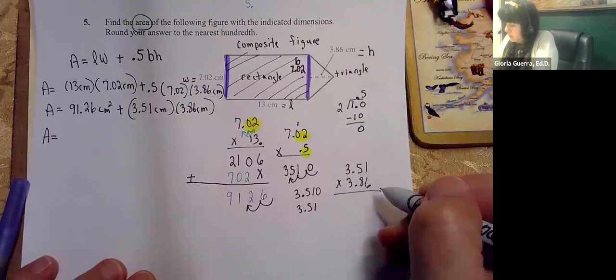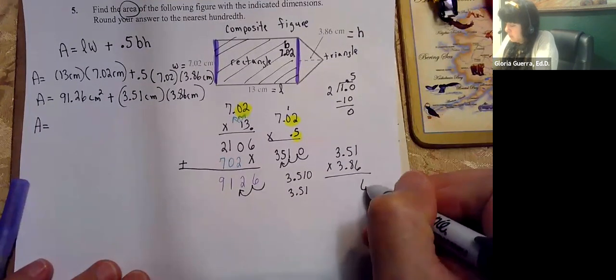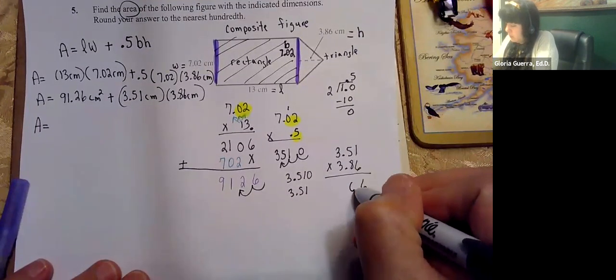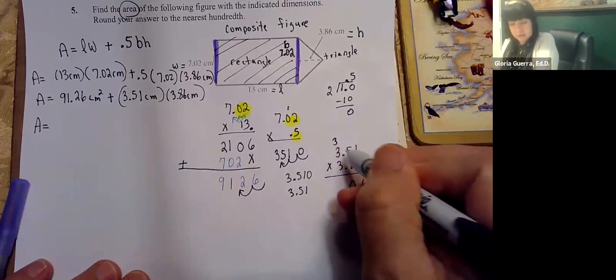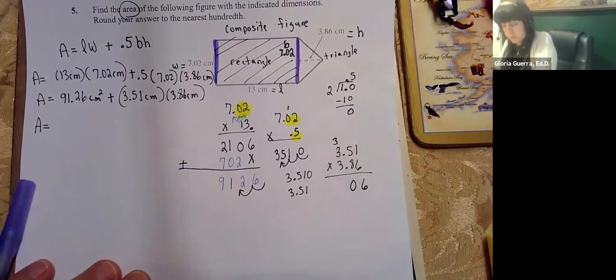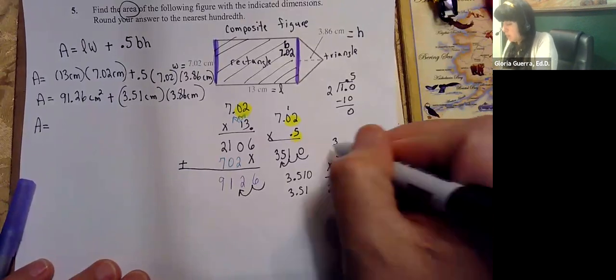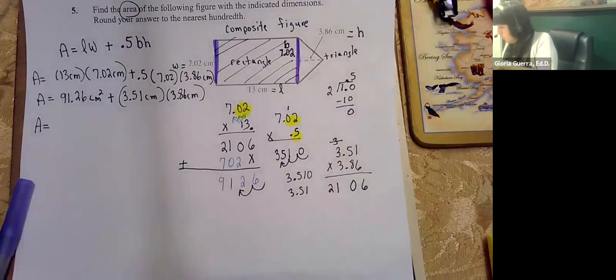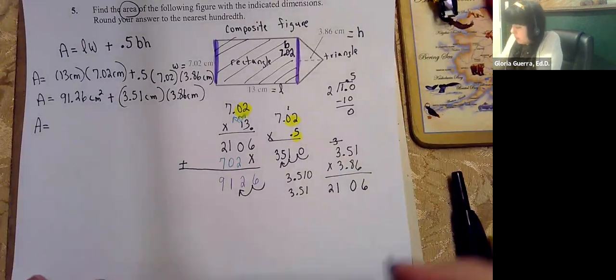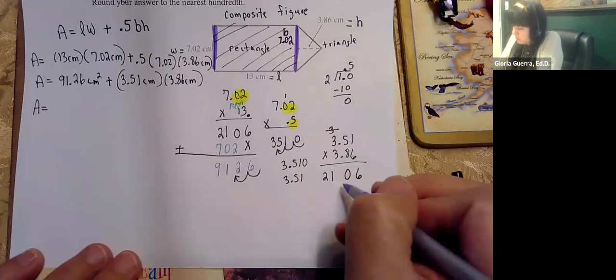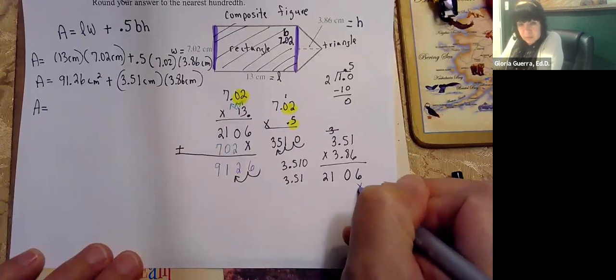Okay, so 6 times 1 is 6. 6 times 5 is 30. Carry the 3. 6 times 3 is 18. Plus 3 is 21. Okay, so I'm going to mark this off. I'm also going to change my ink just to help a little bit. On the second row multiplication, I do need to either X this out, put a 0, or leave it vacant.